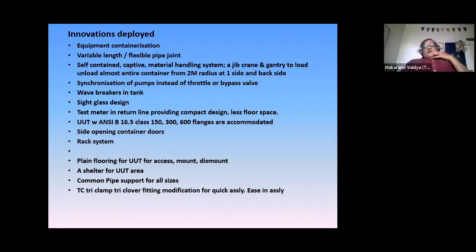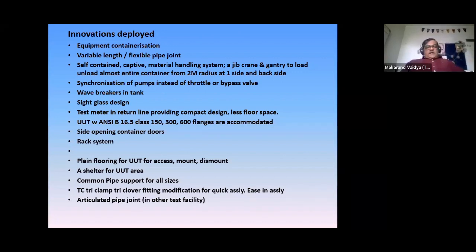Triclamp, Tri-Clover fitting has some typical problems, so I have sorted out that problem also. Actually, when a triclamp is assembled in stationary or steady pipes, it's quite easy and friendly. But if you try this triclamp for dismantling and assembling repeatedly, regularly, then it is very tricky and not at all friendly. But I modified the triclamp, Tri-Clover fitting, for ease in assembly.